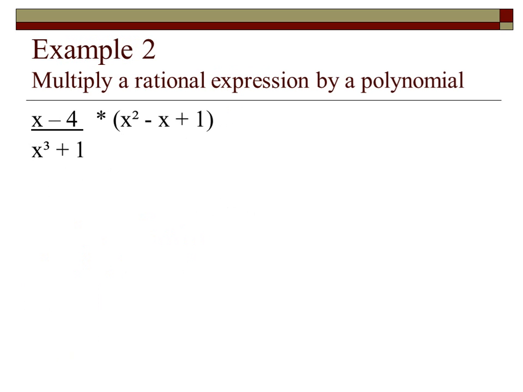Alright, let's continue. Here we have an example: multiply a rational expression by a polynomial. So x minus 4 divided by x cubed plus 1, times x squared minus x plus 1. Now what do you see here? You see that it's just a polynomial. What we always recommend is that you go ahead and put that over 1.